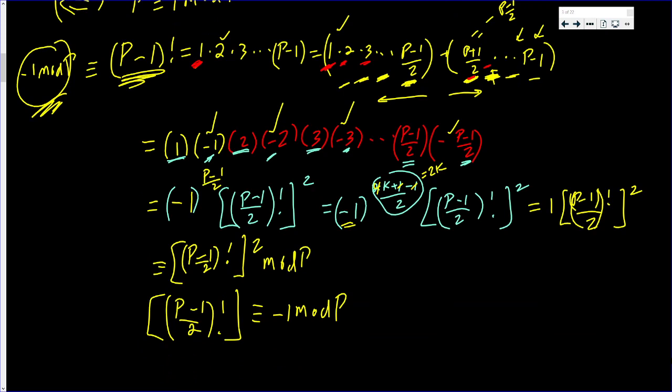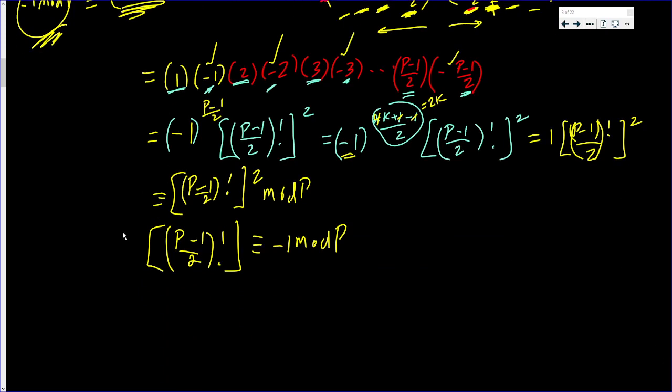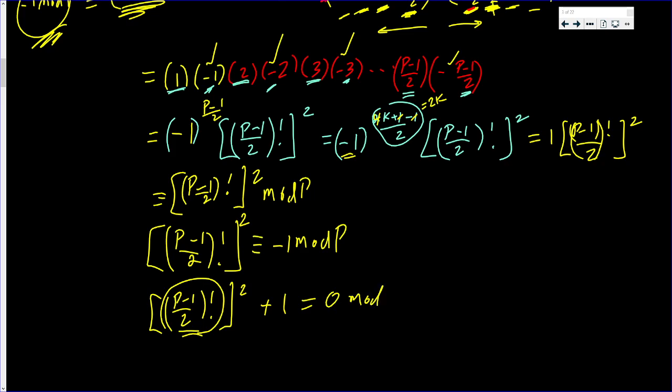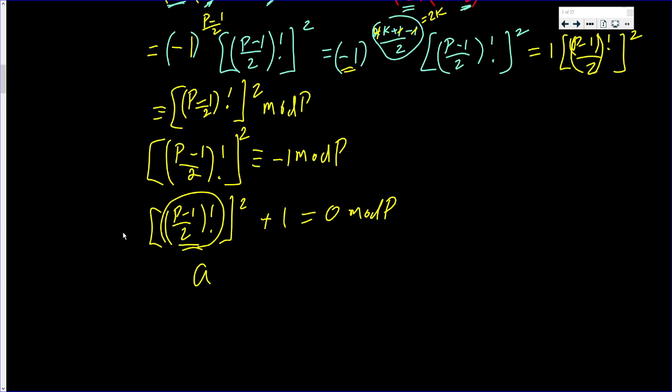One more line. I'm going to bring the 1 to the other side. So we found that when I square this and I add 1, I get 0 mod p. So I think earlier I called the solution a. Actually, the name of the unknown was x. So x is equal to p minus 1 over 2 factorial all squared.